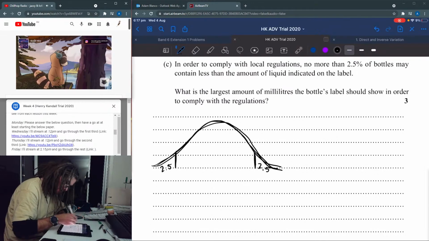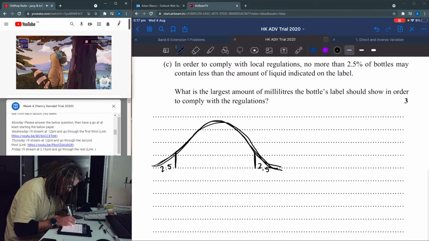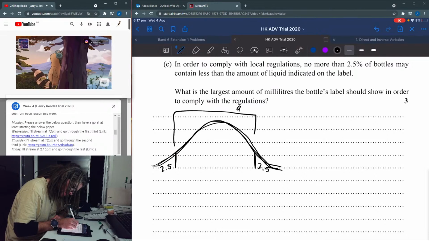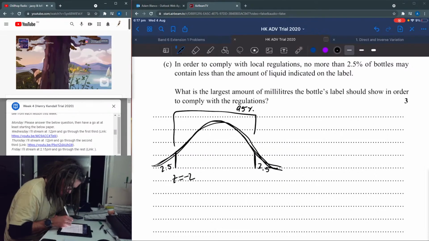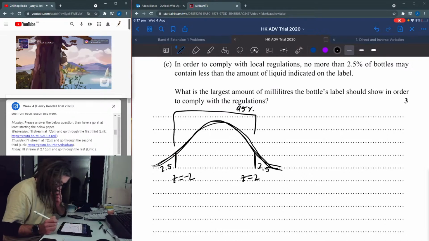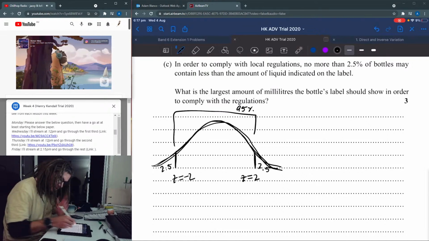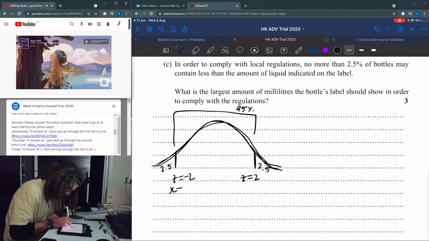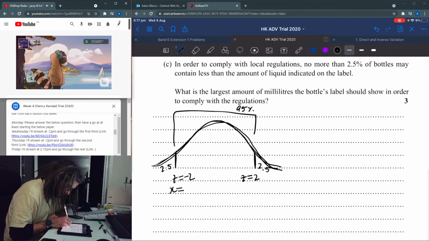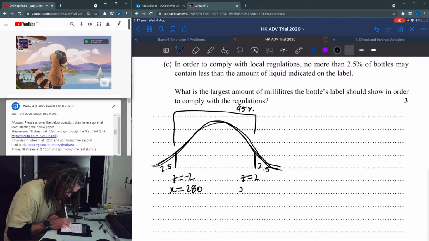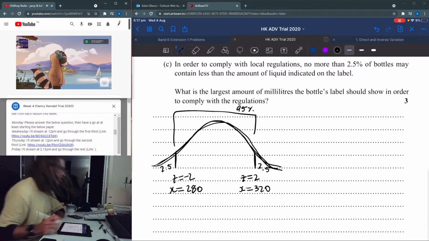That's actually just 2.5 is the little so like this 95, which is 2 standard deviations. So z equals minus 2, z equals 2. So 2 standard deviations, that's x is equal to 300 minus 20, which is 280, and then x equals 320.